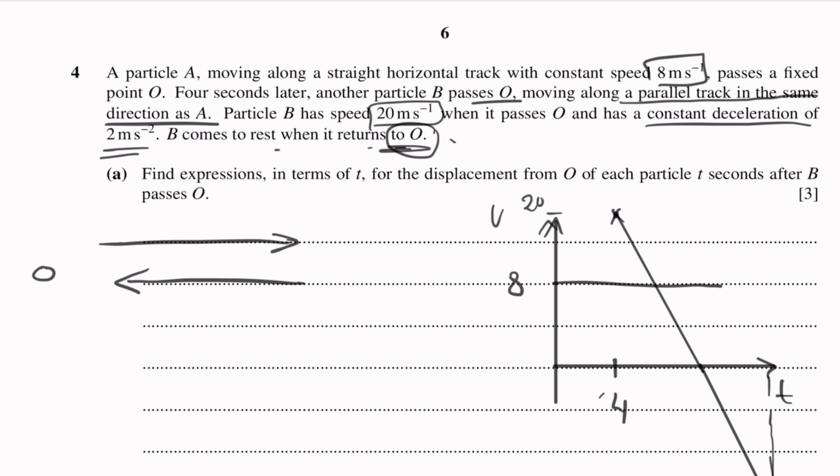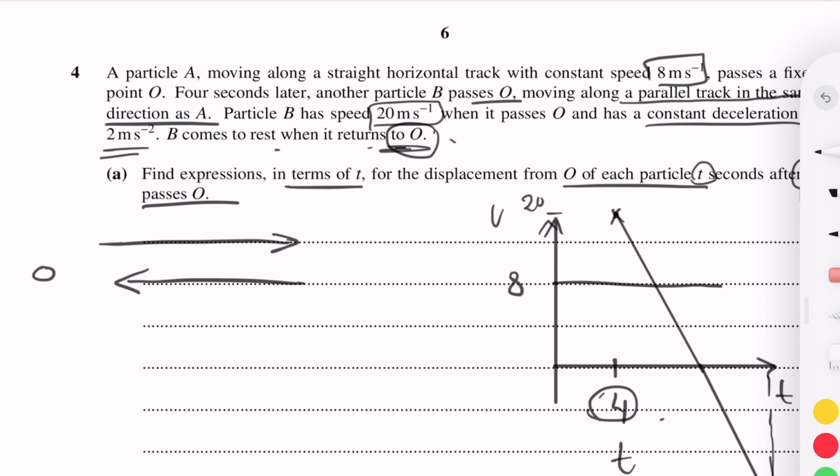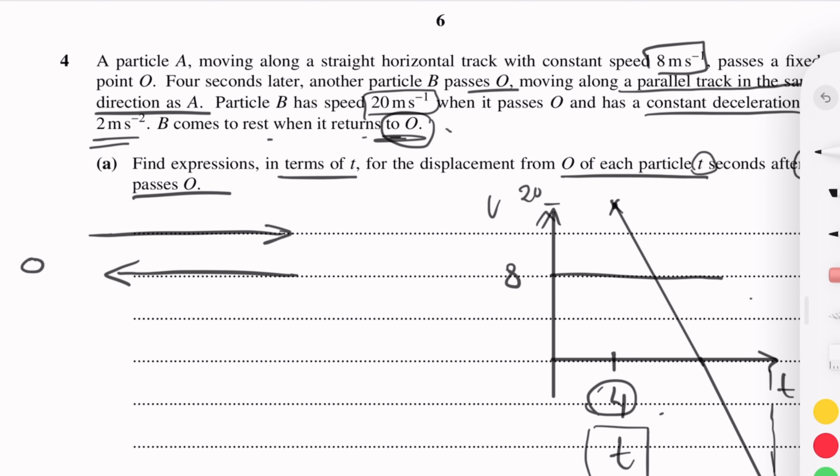Let's see what question letter A says. Find expressions in terms of t for the displacement from O of each particle t seconds after B passes through O. Okay, this is very important. He said t seconds after B passes through O. So we're considering time 4 over here to be our starting point. We're going to ignore that this guy has been moving for 4 seconds, and we're just going to pretend that everything started right here. Although we know that A is going to be ahead by a certain distance, which is 8 times 4, all the time. But we're going to consider the time right now to be 0 at this point, and it just moves on forward.